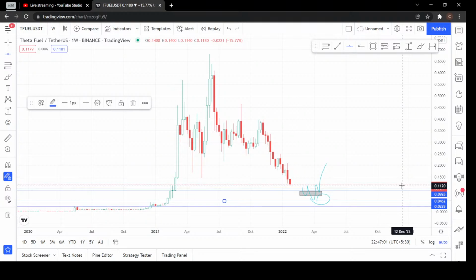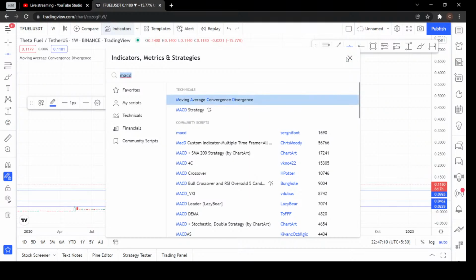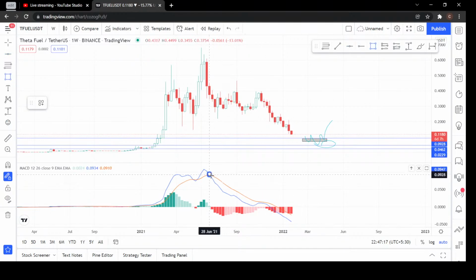Prince asks how to use MACD. The concept of MACD is very simple. I use it to determine bias. There are people who use divergences also. MACD has been bearish since this range. So if you are looking to do anything on the Theta Fuel chart, as per MACD, you should be looking to short. That's all MACD says at this level. I don't use MACD as anything more.